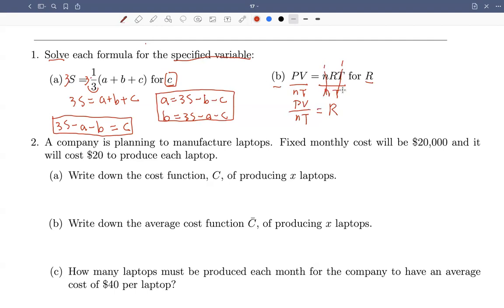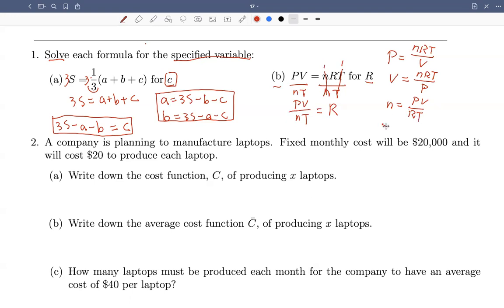Similarly, if we are asked to solve for other variables, let's just try here. Maybe we're asked to solve for P. Then we just divide by V on both sides, right? We have NRT divided by V. Similarly, if we want to solve for V, we divide by P on both sides. So NRT divided by P. If we want to solve for N, we would divide by RT on both sides. We get PV divided by RT.